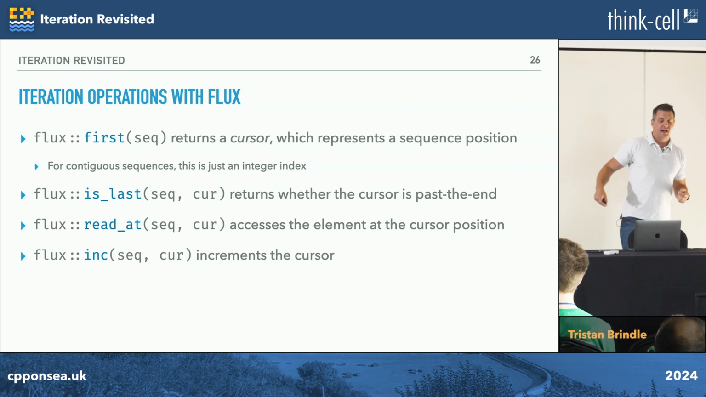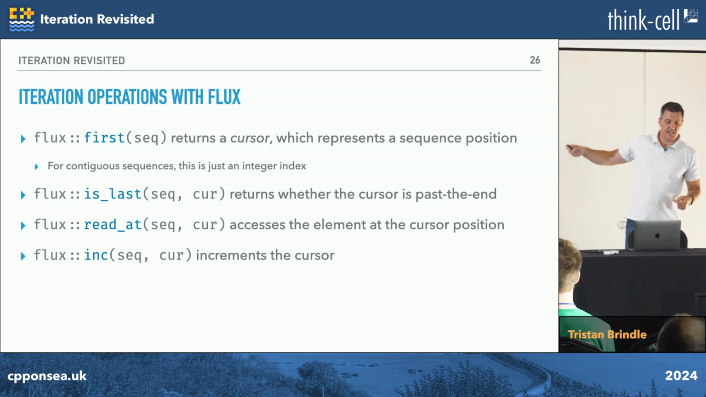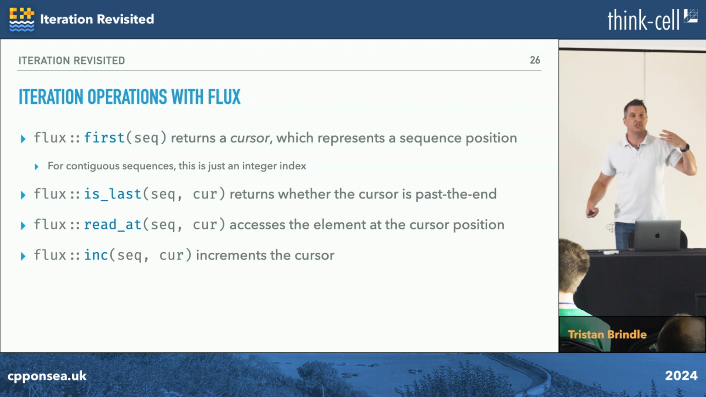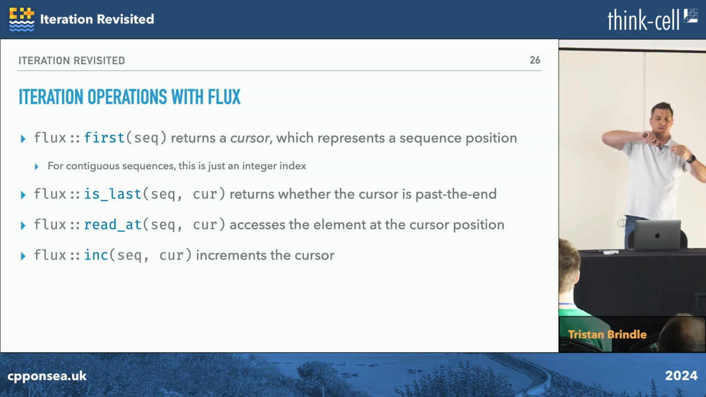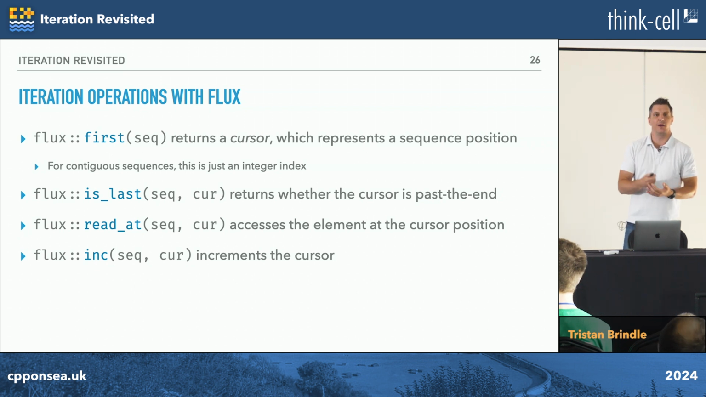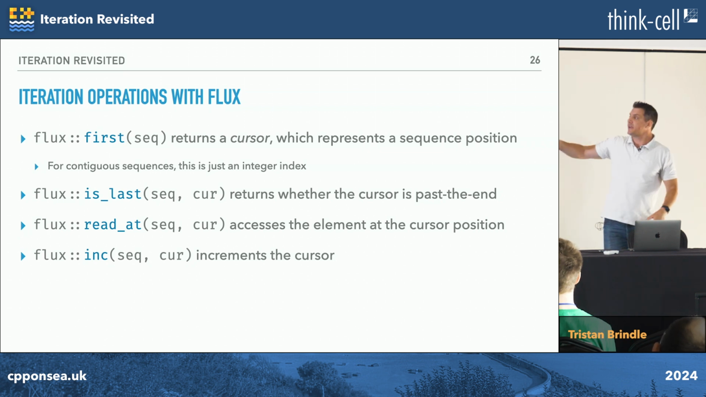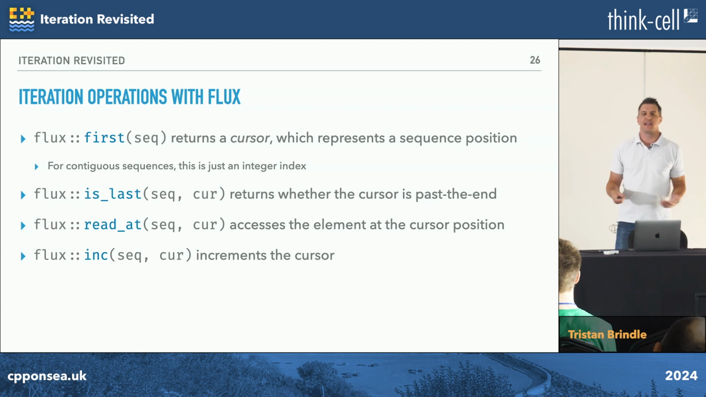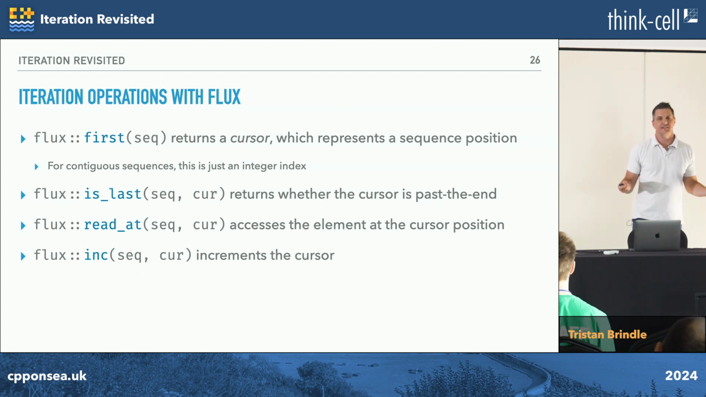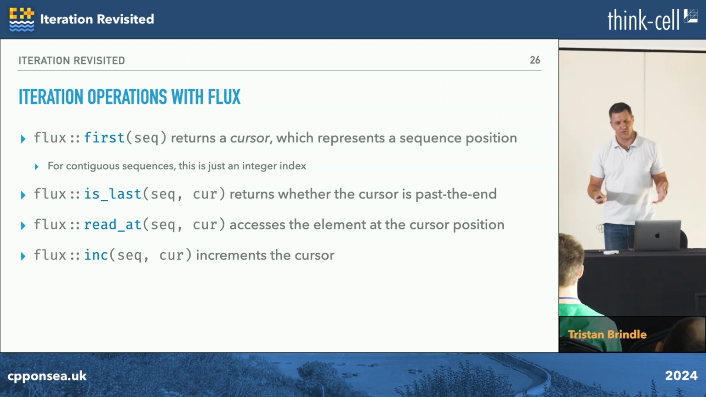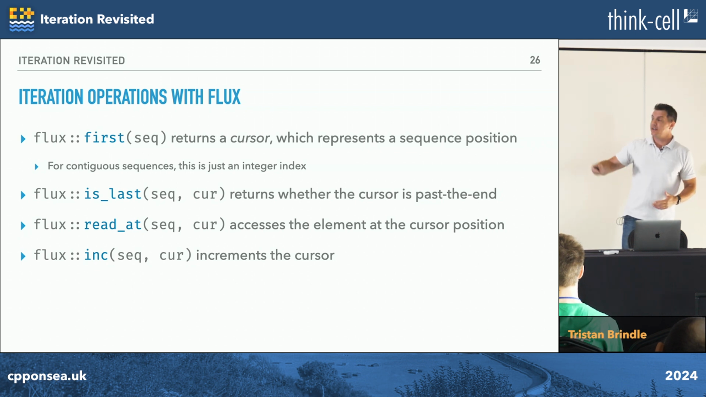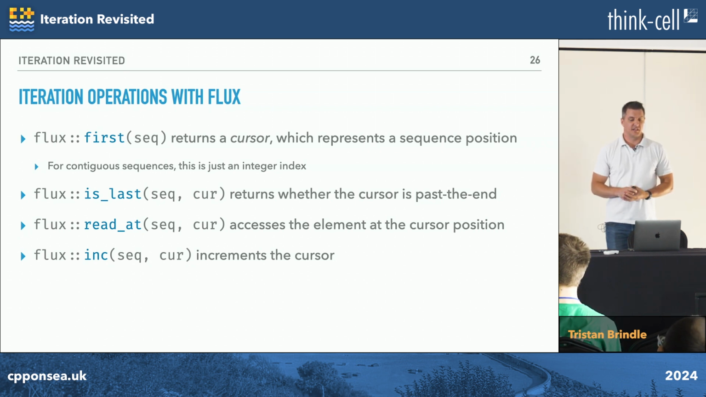What you'll notice, well, two things really. The first is that the isLast, readAt, and inc operations all take the sequence as their first argument. What this means is that if we're holding onto a cursor, but the sequence itself has died and we no longer have the sequence available, then we can't actually call any of the iteration functions. So this thing I was saying about dangling iterators, that indices are not problematic by design, applies to Flux cursors as well.